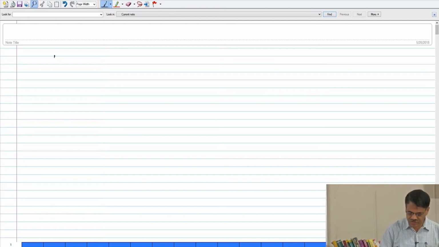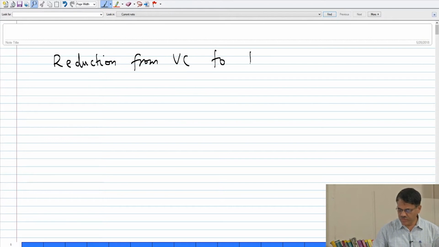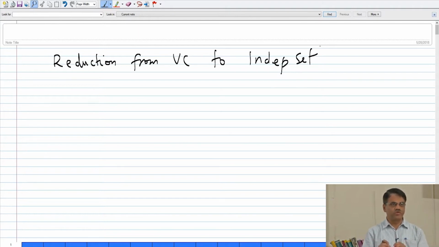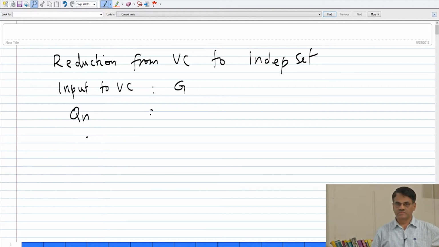So, we want to give a reduction from vertex cover to independent set. We've already seen the reduction, but I just want to formally go through it and fit it into my definition and argue that the reduction is fine, right? So, what is the input to the vertex cover problem? A graph, and the question is, what is the output? Decision version.